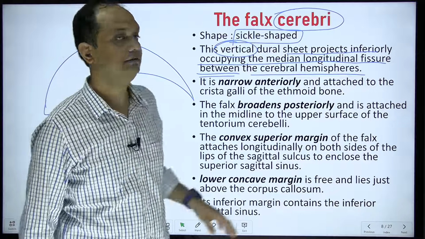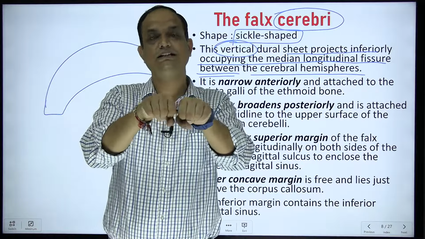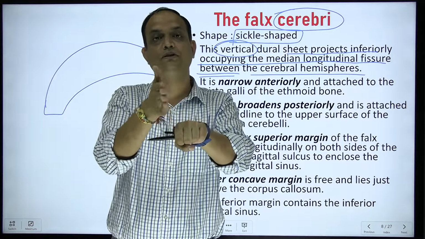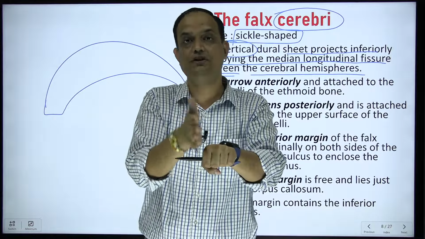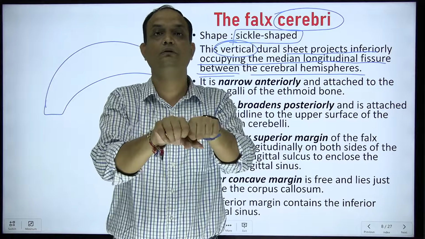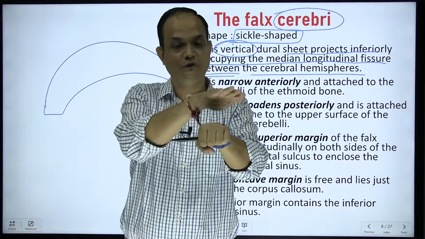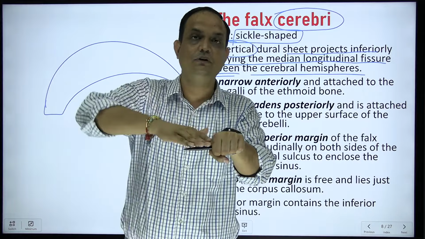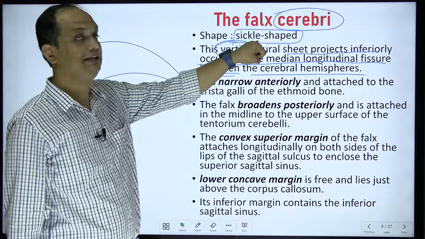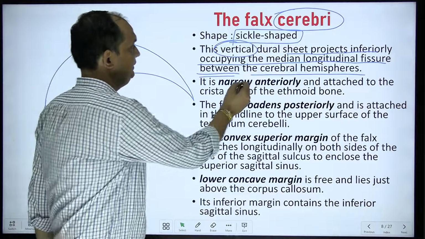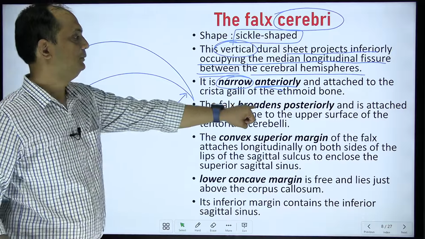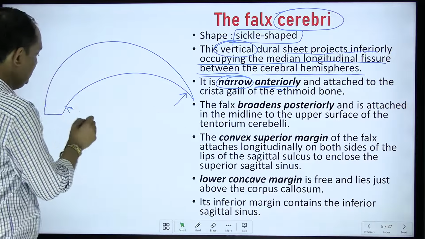Now we all know that there are two cerebral hemispheres. One is the right cerebral hemisphere, another is the left cerebral hemisphere, and in between them you have a depression, and that depression is known as the median fissure because it is in the midline. Below the median fissure, you have the corpus callosum which connects the two cerebral hemispheres. So this fold of the dura mater will go in, then duplicate and come out. So it is present in the midline. Second, this is a sickle-shaped fold. Third, it has a narrow anterior end, and you have the broad posterior end.